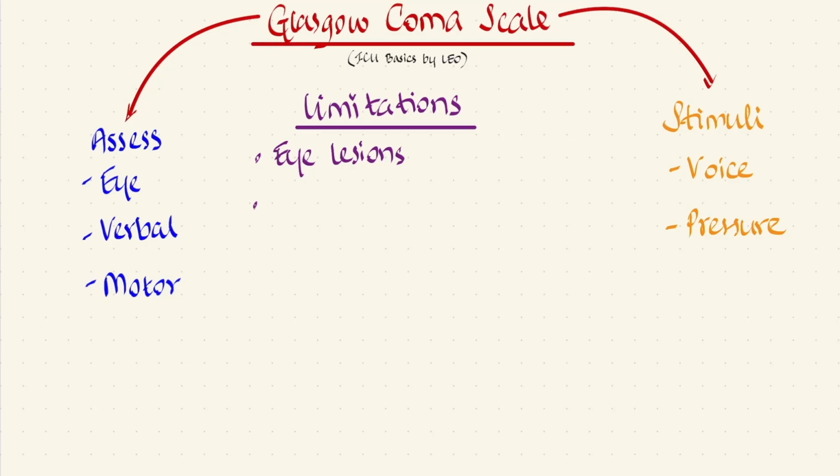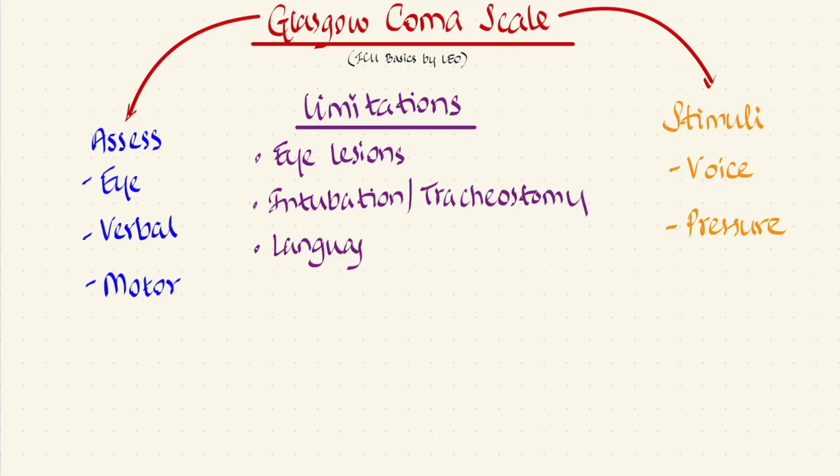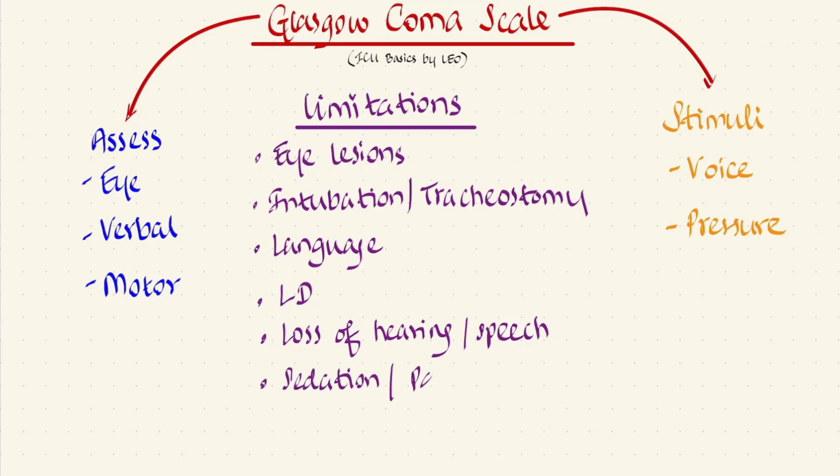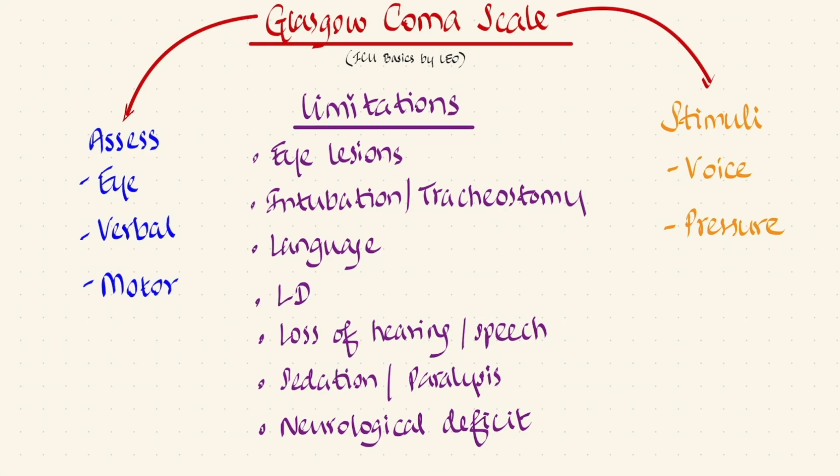mechanically ventilated patients with tracheal intubation or tracheostomy, patients with language barrier, learning difficulty, hearing loss, or dysphasia, patients who are under sedation or paralysis, who are hemiplegic, or who have spinal cord lesions with quadri or paraplegia. We should record NT, which means not tested, if we cannot assess the particular component of the GCS.